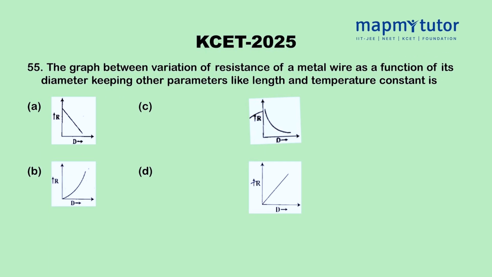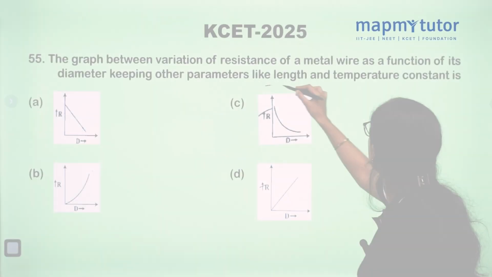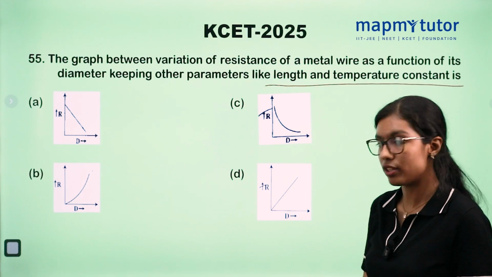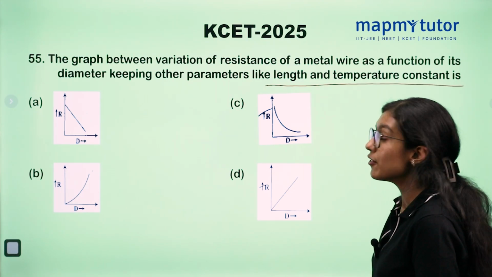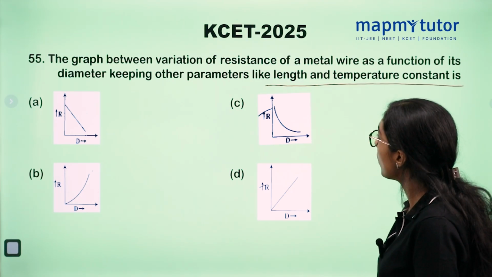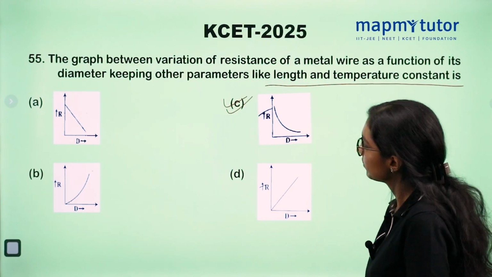The graph between the variation of resistance of a metal wire, keeping the diameter and the parameters of length and temperature constant. So it is inversely proportional. Hence the option is option C.